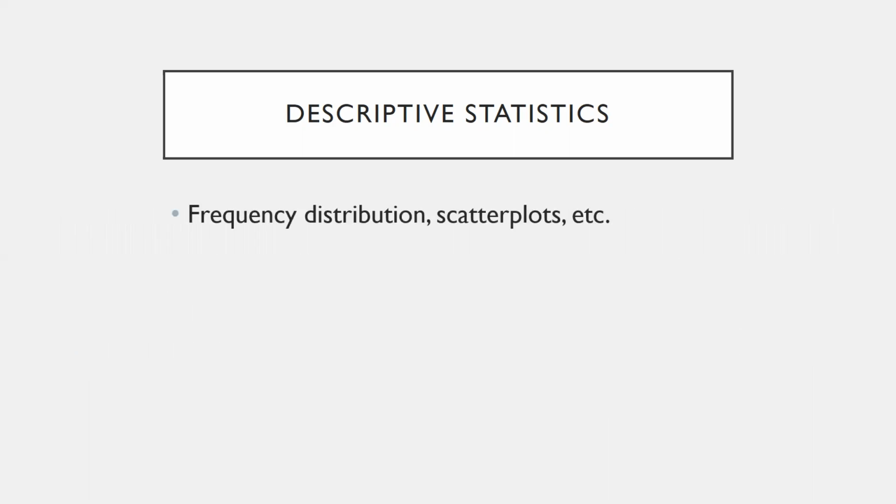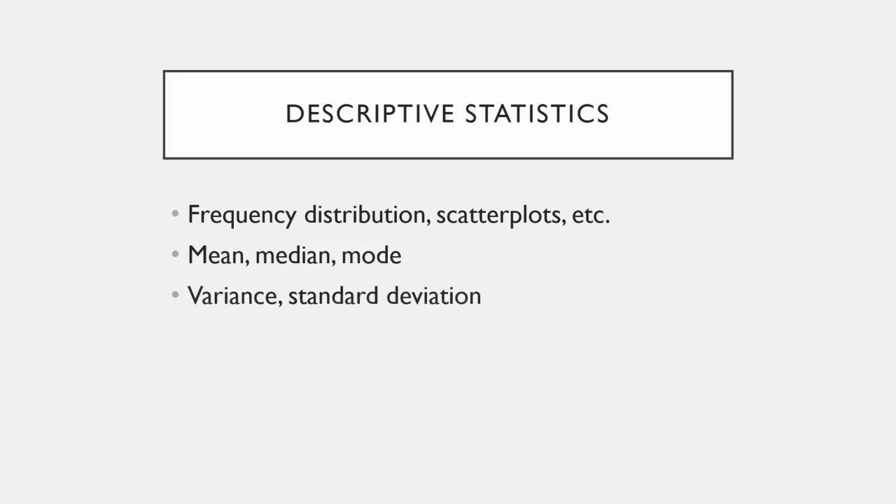Within the realm of descriptive statistics, I'm going to talk about your frequency distributions and your scatter plots. You could also talk about any sort of graphical depiction, but a frequency distribution and a scatter plot keep it a bit basic. Really any other sort of graphic you could find, pie chart, whatever, you could imagine as a subtype of a descriptive statistic. Then your mean, median, and mode, your central tendency statistics, and variance and standard deviation.